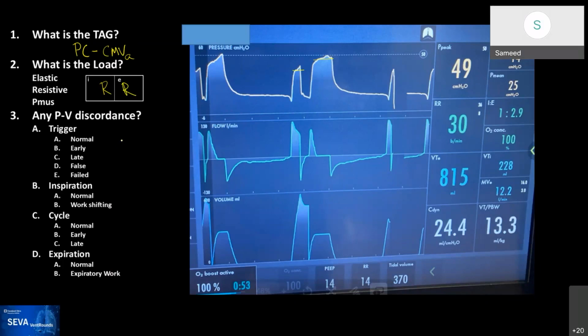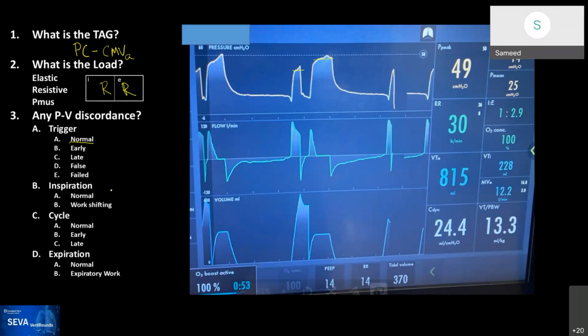I'm more focused on the central breath from a trigger standpoint. It's patient triggered, and the rate seems to be 14. I don't see any trigger abnormalities. I think it's normally triggered. All of them. There's at least a negative pressure, or a dip in the pressure, when the breath is being triggered.